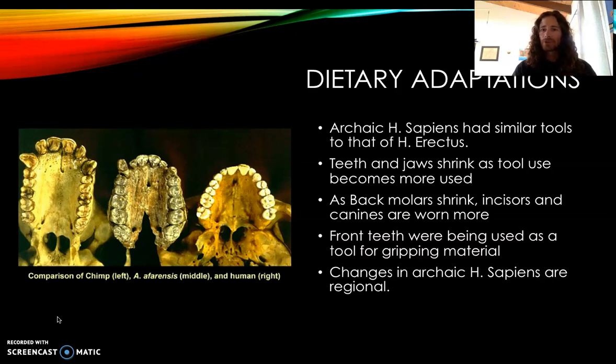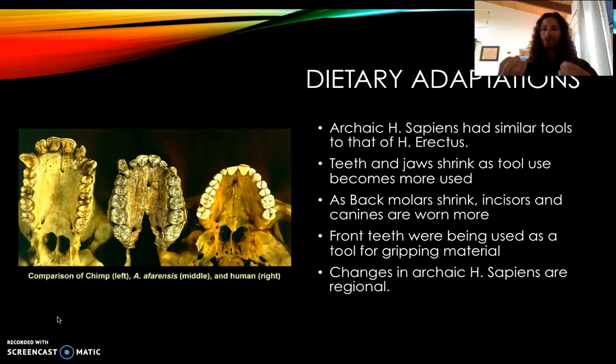Back molars start to shrink. Incisors and canines are worn more, and I will tell you that is because they're using their teeth as tools. So many times, groups, especially as we move closer to us in terms of the timeline, Homo sapiens especially, are using their front teeth to hold things as tools.